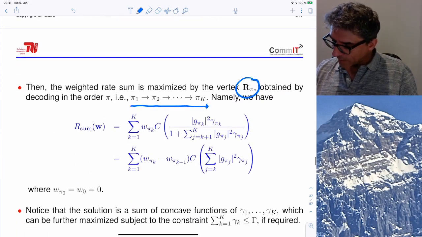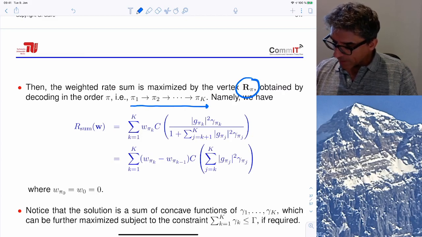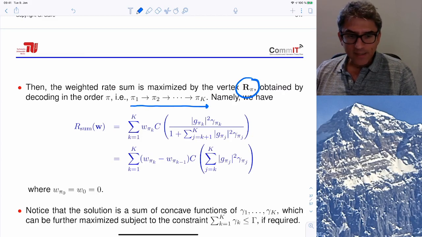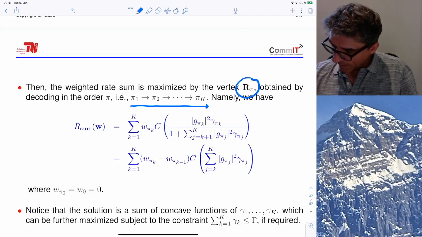So it turns out that you can write this vertex point exactly, because its components are simply given by the function C, calculated in the signal to interference plus noise ratio, right?